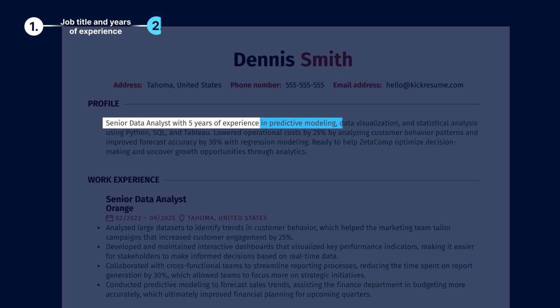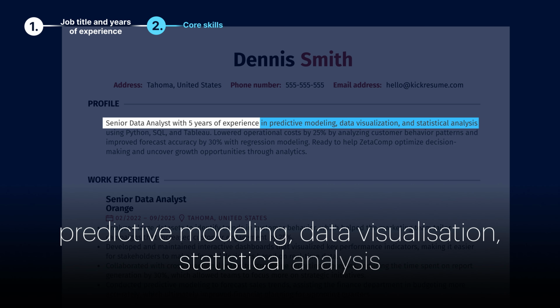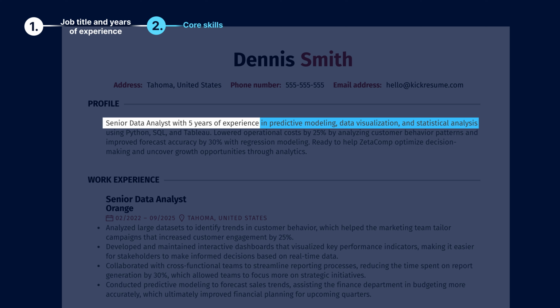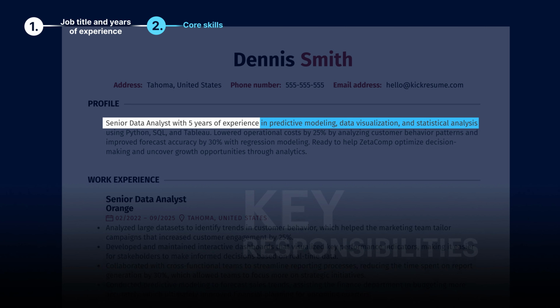Then finish the opening sentence with your core skills in the specific areas you specialize in. Dennis mentions predictive modeling, data visualization, and statistical analysis right off the bat. Ideally, try to match these with the key responsibilities listed in the job posting.